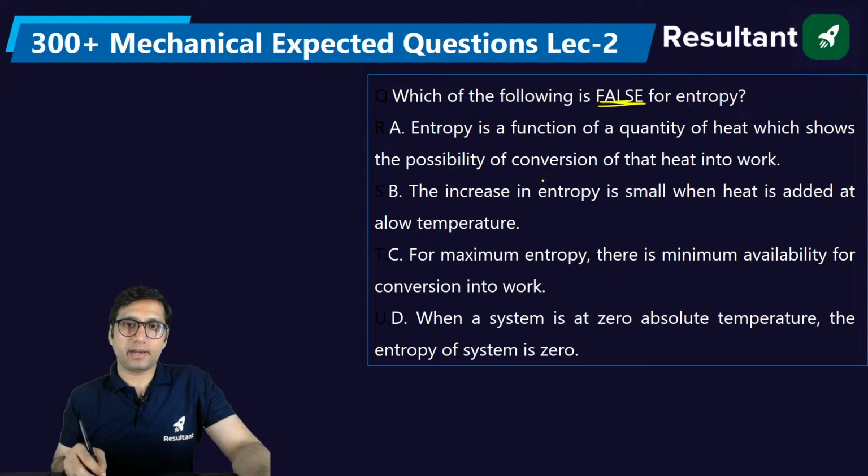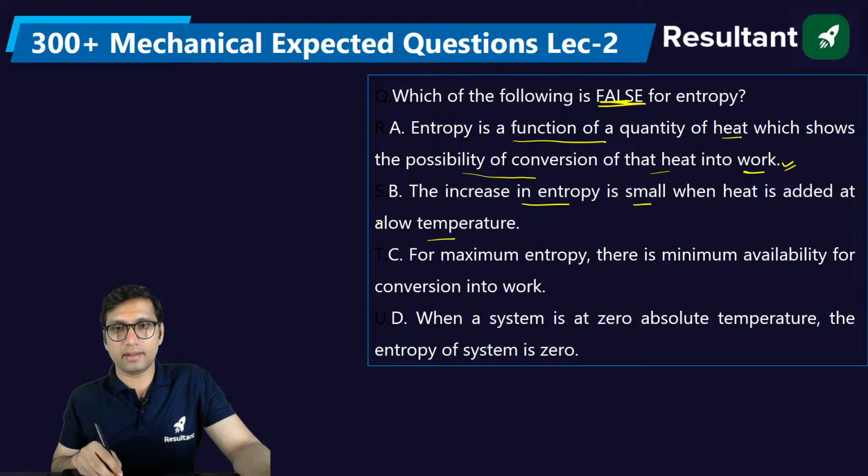Which is the wrong statement here? See, entropy is a function of the quantity of heat, which shows the possibility of conversion of that heat into work. Entropy is nothing but the amount of heat that is not getting converted into work but can be converted into work. This is right, correct. Increase in the entropy is small when the heat is added at low temperature. This is a false statement. Why is this a false statement?